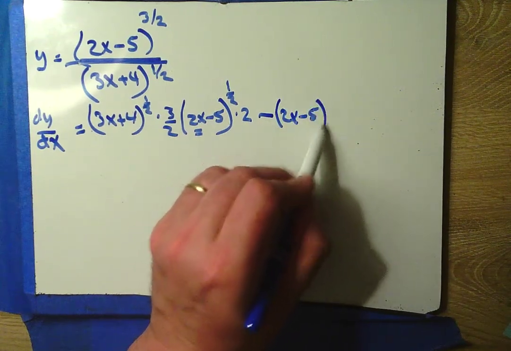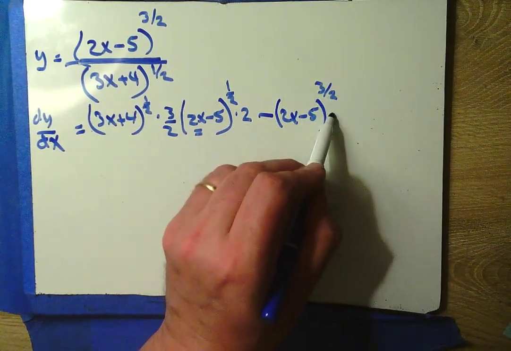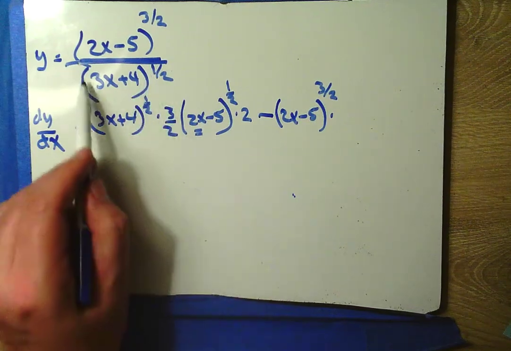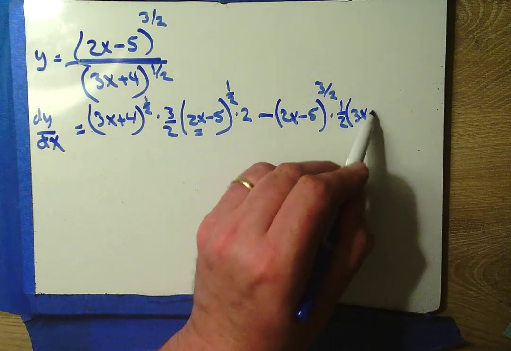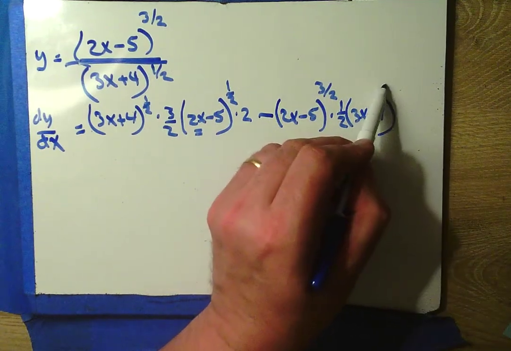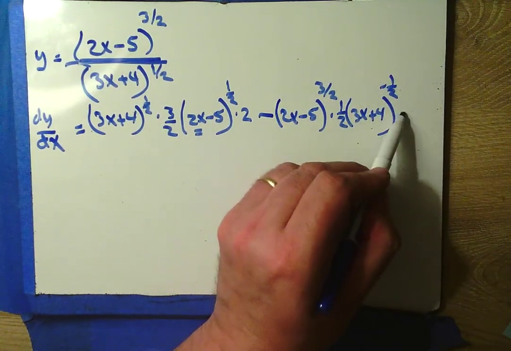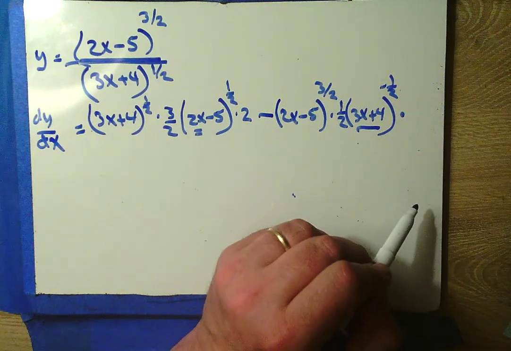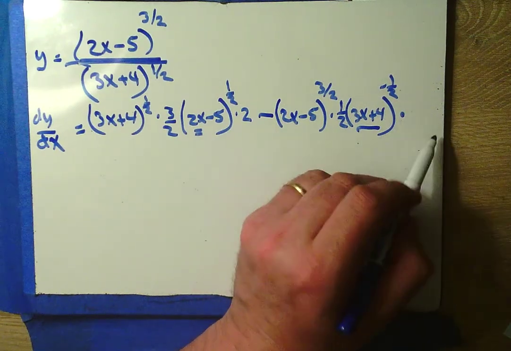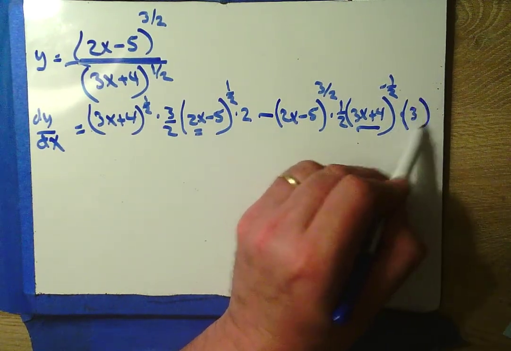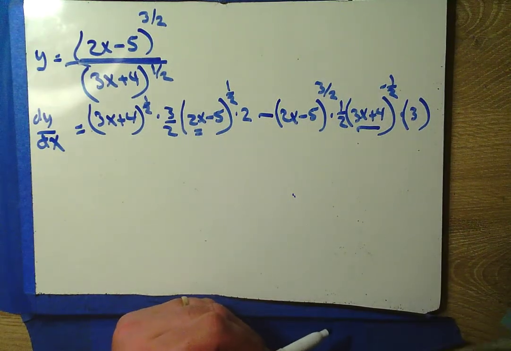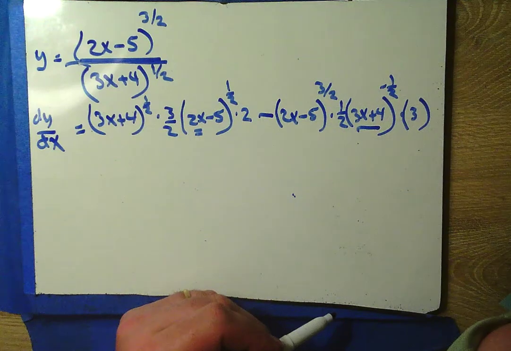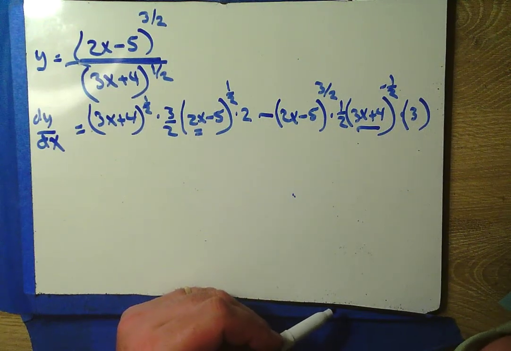minus high, (2x minus 5) to the 3/2, d low. So the derivative of this, I'll bring down the 1/2, I'll leave the 3x plus 4 alone, I'll subtract 1 up here, but then I have to come back and take the derivative of that. The derivative of 3x plus 4 is just 3. Done.